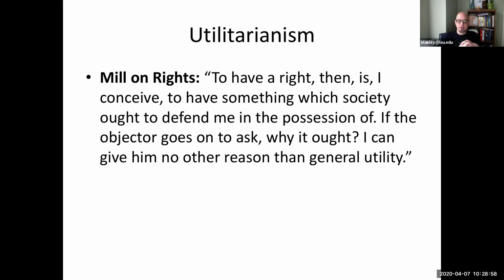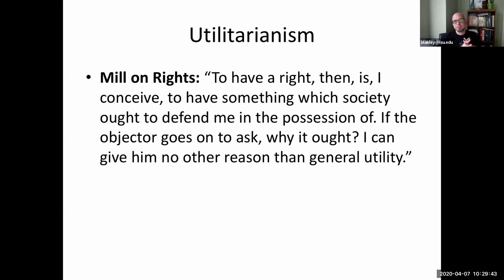If the objector goes on to ask why society ought to protect that right, I can give him no other reason than general utility. So Mill, in another book, On Liberty, Mill's a classical utilitarian, and he thinks that he is a classical liberal as well in the classical sense, meaning that we have limited government and individual freedom, right? He thought that societies in which people enjoy lots of individual liberty make more happiness than they do in repressive societies. So that was his justification for a particular kind of government as well. And so that's his justification for the notion of rights as well.